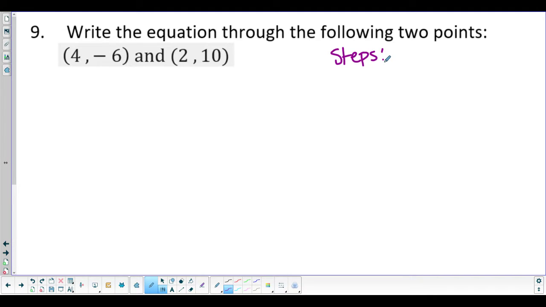So, first things first, we have to figure out the slope, right? Because we need the slope and the y-intercept to figure out a function. Or if we can figure out the slope and we know a point, then we can use the slope point form, okay? So the first thing we have to do, the common thing in both of those, is finding the slope. So let's do that. We have to use the slope formula to find the slope.